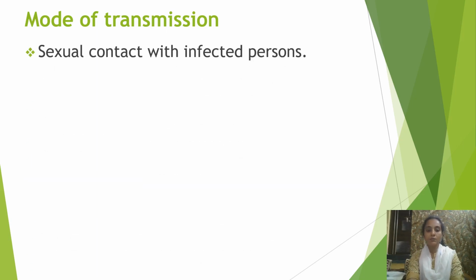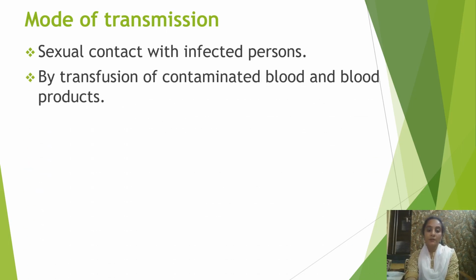Okay, so let's see one by one. Sexual contact with the infected person. Clear? Then, by the transfusion of contaminated blood and blood products. Here we have to be very careful while accepting blood from some other person. And I think the blood bank has all kinds of precautionary measures. They will check whether the blood collected from any person is contaminated with this virus. After that only they do the transfusion process. So this is one major thing, because we should not have any ignorance, and because of our ignorance we should not suffer from AIDS.